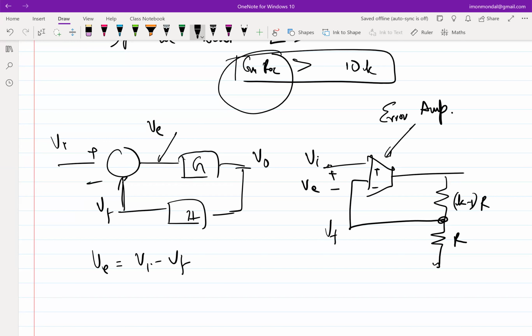Essentially all are the same thing, but depending upon the context in which you are using it, the names keep on changing. So if somebody says you have an error amplifier, you inherently know that there is a negative feedback loop, and the amplifier that is embedded in the negative feedback loop is being referred to as the error amplifier.